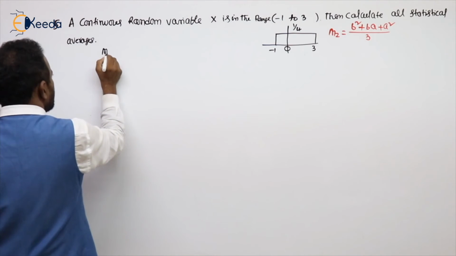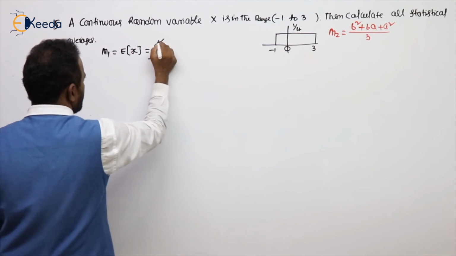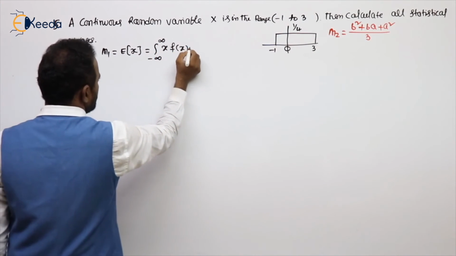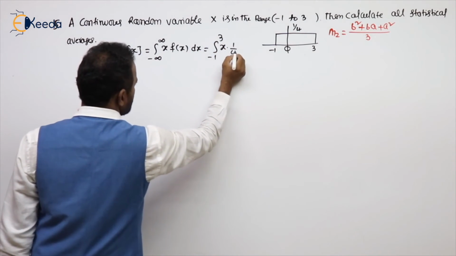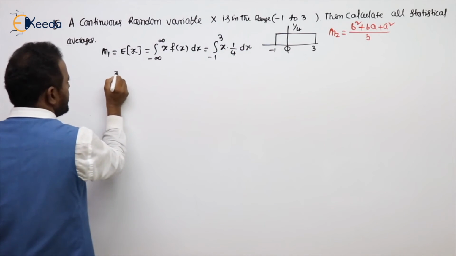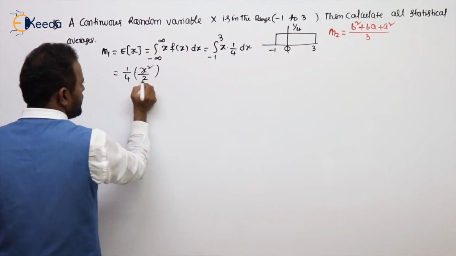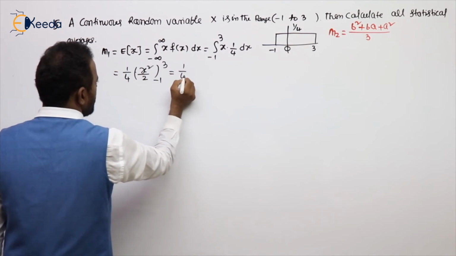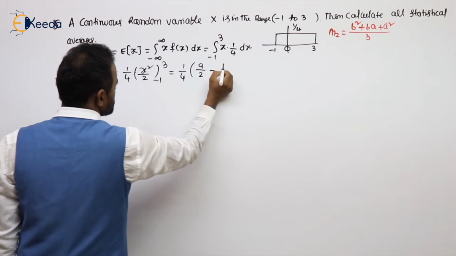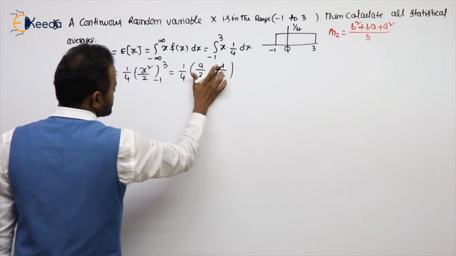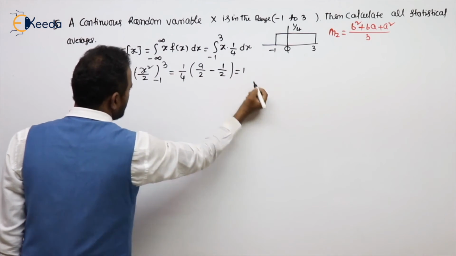First one is called mean. M1 is nothing but the expected value of x. That is the integral from minus infinity to plus infinity of x into f of x dx. That is from -1 to 3, x into f of x, which is 1 by 4, into dx. That is nothing but 1 by 4 into x square by 2, with limits from -1 to 3. So 1 by 4 into 3 square is 9 by 2 minus (-1) square, 1 by 2. 9 minus 1, 8 by 2, means 4. 4 cancelled, so it is becoming 1.